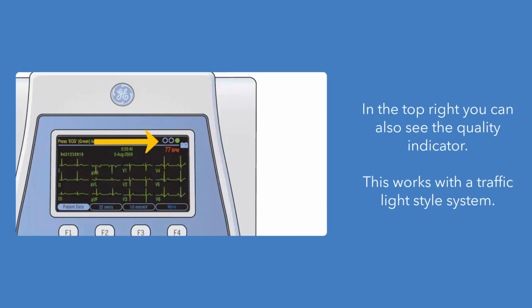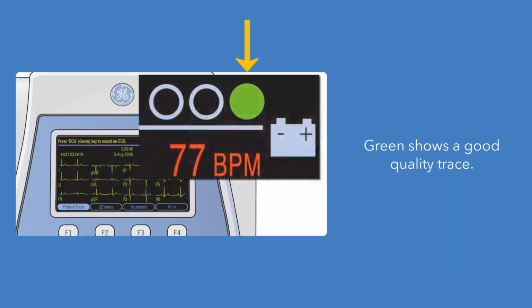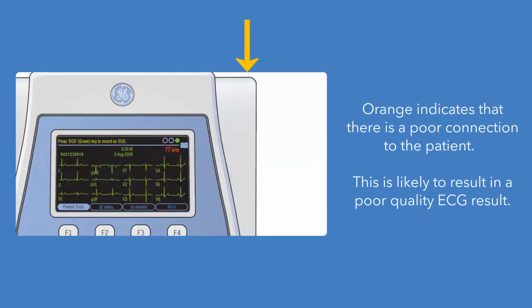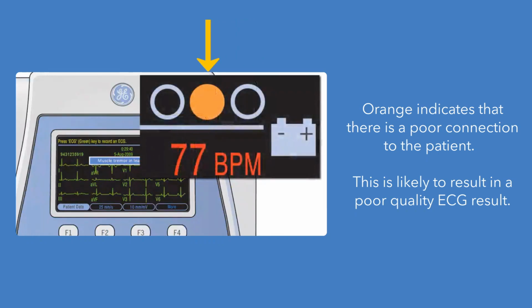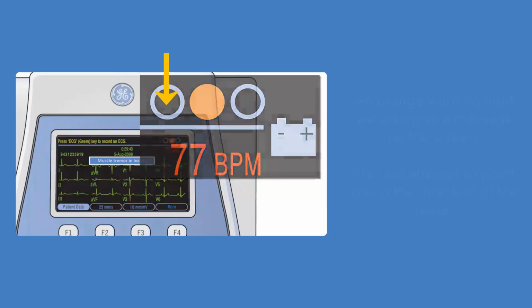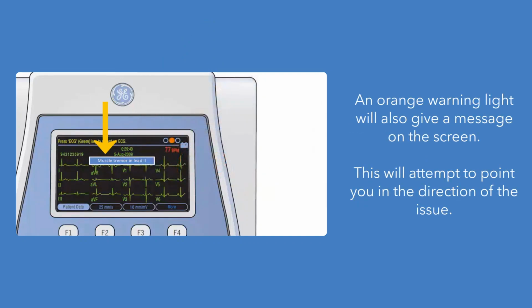In the top right, you can also see the quality indicator. This works with a traffic light style system. Green shows a good quality trace. Orange indicates that there is a poor connection to the patient. This is likely to result in a poor quality ECG result. An orange warning light will also give a message on the screen. This will attempt to point you in the direction of the issue.